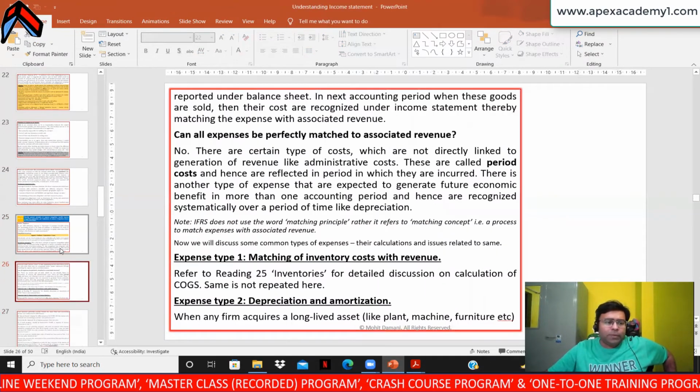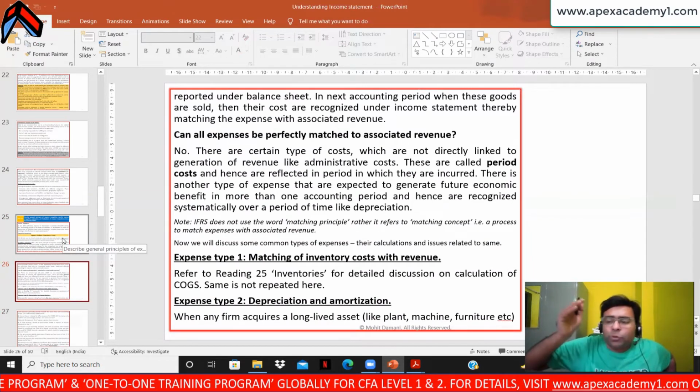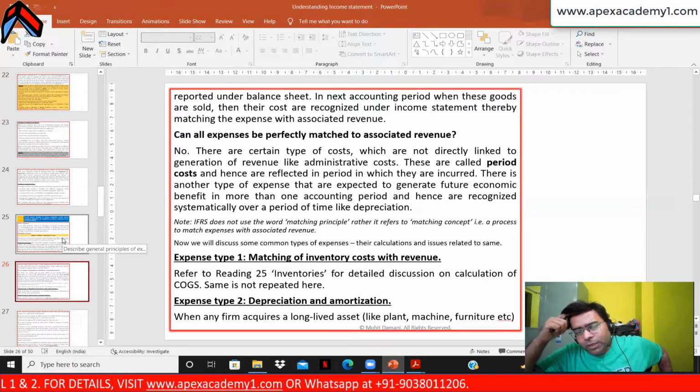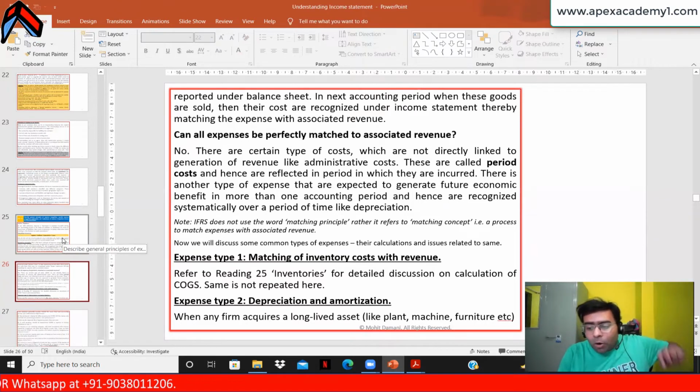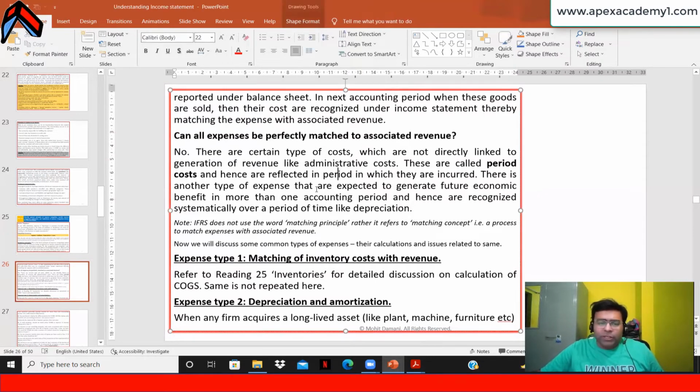What is the matching principle? The cost of all associated revenue should be recognized. Suppose you are recognizing a revenue, then to earn that revenue you must have incurred certain costs. All those costs should also be recognized in the same period in which revenue is getting recognized, so that you can get a true picture of net income, which is called the matching concept.